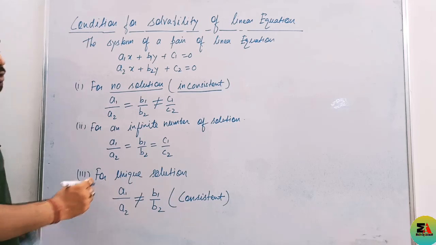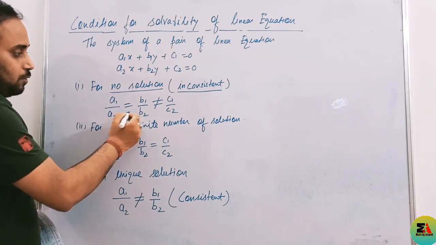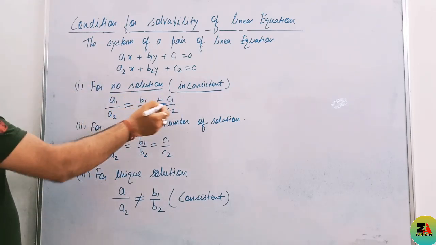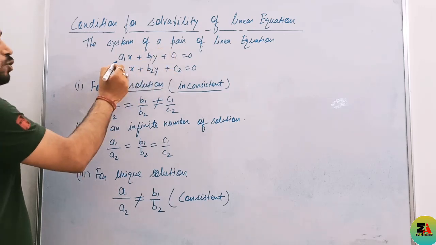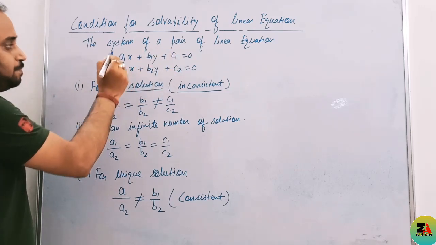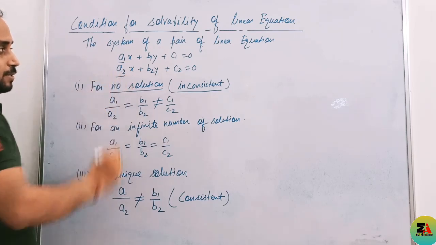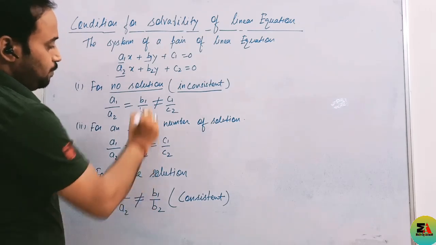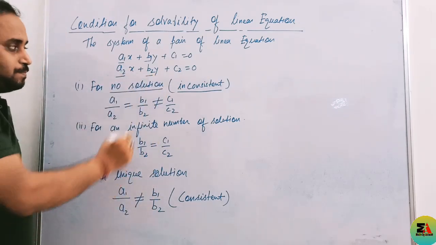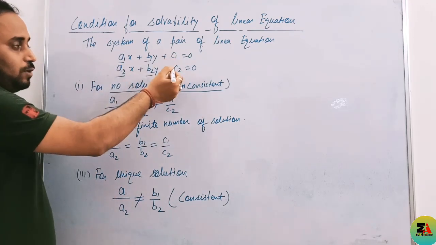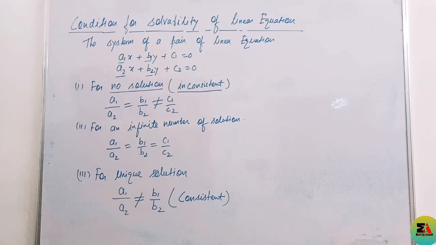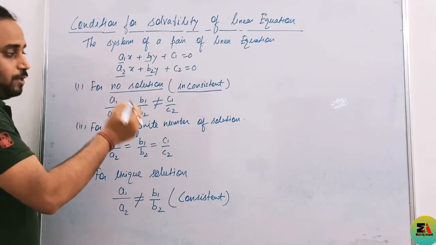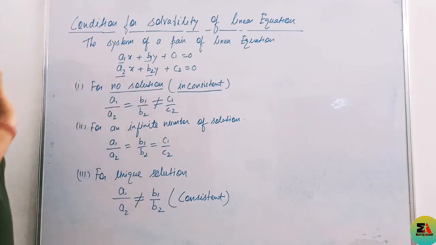The condition for no solution is a1/a2 = b1/b2 = c1/c2. What are a1, a2, b1, b2, c1, c2? They are the coefficients of the variables. a1 is the coefficient of variable x in the first equation, a2 is the coefficient of x in the second equation, b1 is the coefficient of variable y in the first equation, b2 is the coefficient of y in the second equation, and c1, c2 are the constants of the first and second equations. We just have to substitute all the coefficients of both equations.